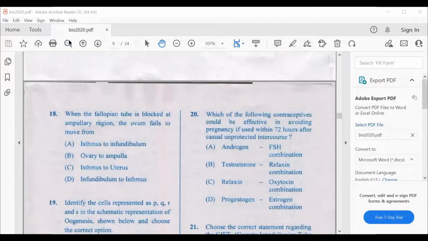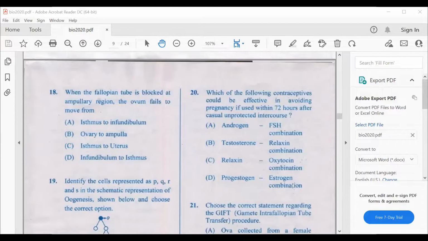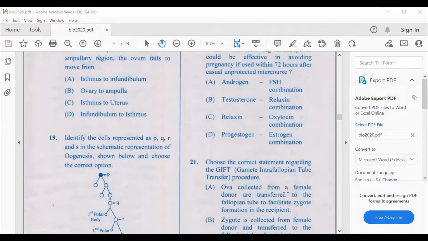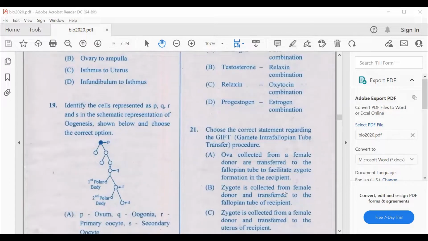The first answer is given by Tasmia. She voted D. Kirtana voted D. Janvi said C. Vanikesh said D. Sindhu said D. So the right answer is option D, progesterone estrogen combination. When this combination is taken within 72 hours of sexual intercourse, it acts as a good contraceptive measure. It will not allow the fertilized egg to implant.